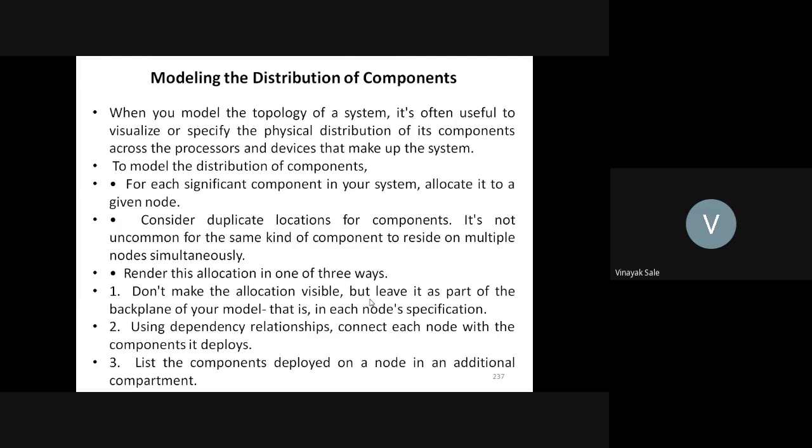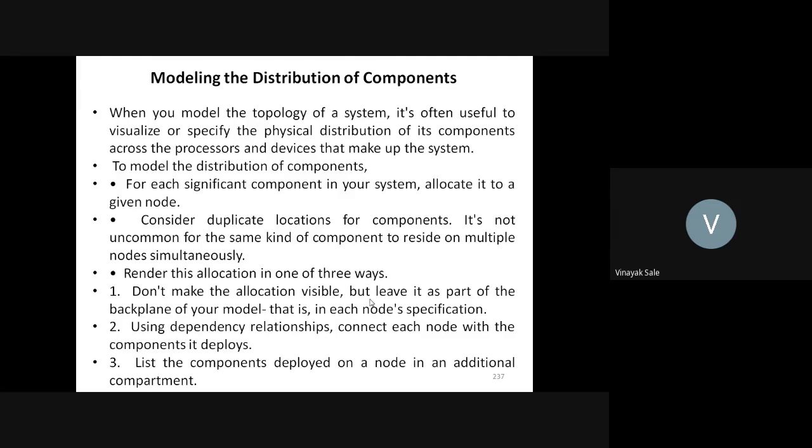Modeling the distribution of components. When you model the topology of a system, it's often useful to visualize or specify the physical distribution of its components across the processors and devices that make up the system. To model the distribution of components, for each significant component in your system, allocate it to a given node. Consider duplicate locations for components. It is not uncommon for the same kind of component to reside on multiple nodes simultaneously. Then render this allocation in one of three ways. You can use any one way.